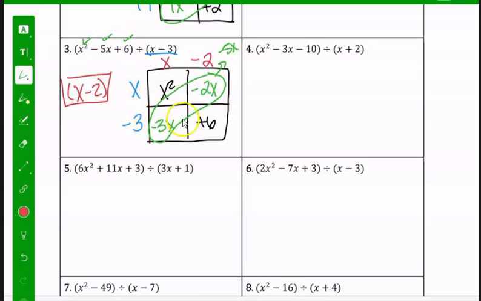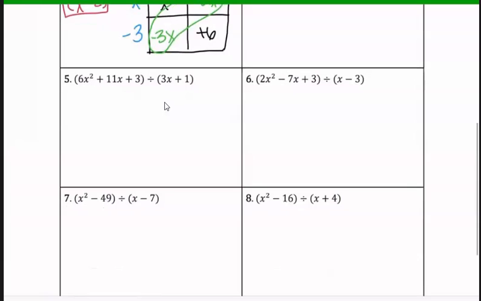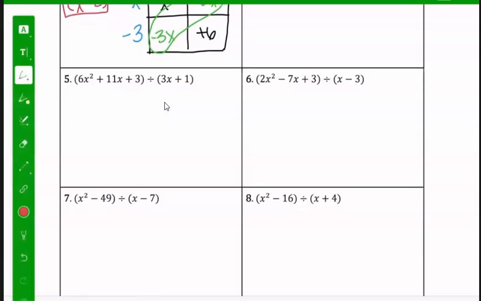So hopefully you're noticing it's the same thing over and over again. So now we're going to move on to number 5. Same thing, we're going to start by drawing our 2 by 2 box.